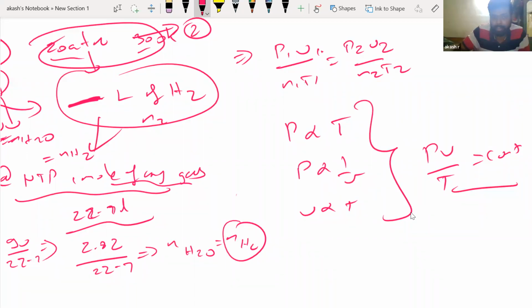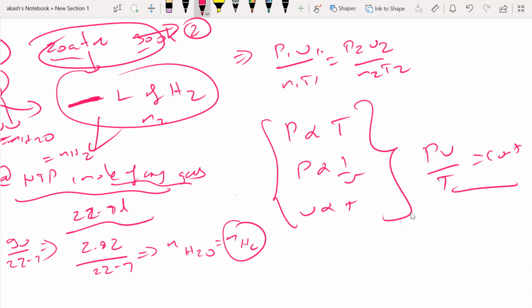Sir, is it derived from the ideal gas equation? No. These are derived from the individual laws, and these individual laws, on combining with Avogadro's law, give us the ideal gas equation. It's not that from the ideal gas equation we get these laws. From all these laws, we get the ideal gas equation.